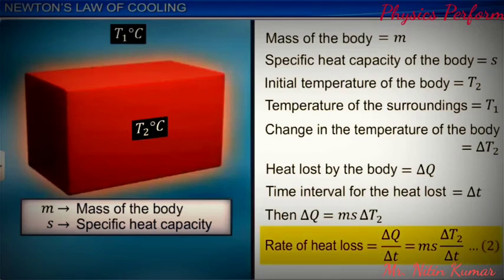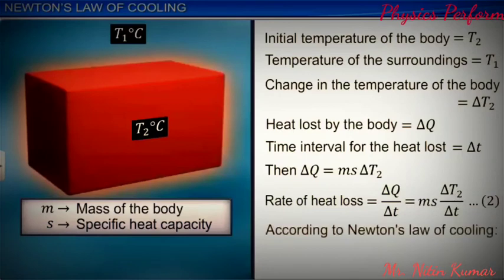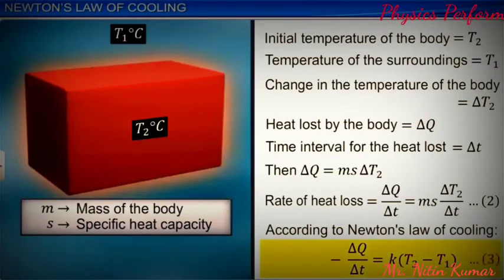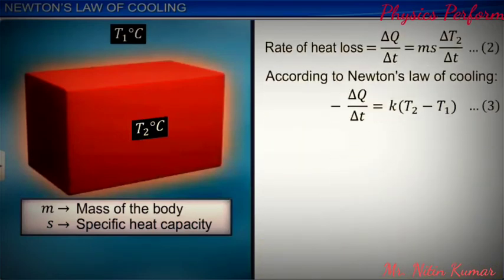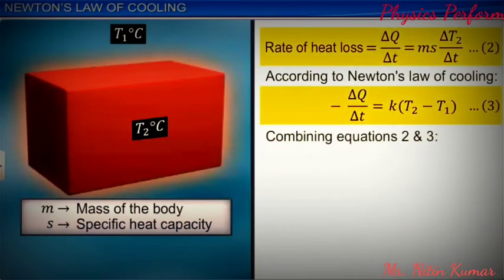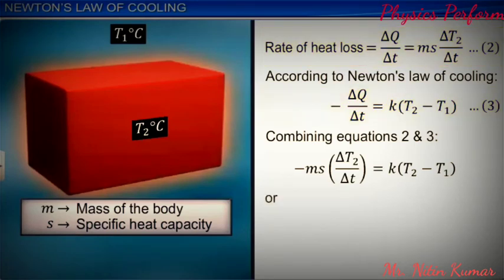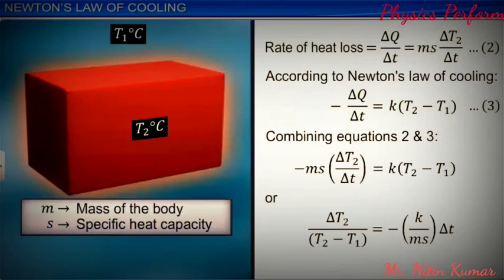But according to Newton's law of cooling, we have minus delta Q by delta t is equal to k into T2 minus T1. Let this be equation 3. Combining equations 2 and 3, we get minus m S into delta T2 by delta t is equal to k into T2 minus T1, or delta T2 by T2 minus T1 is equal to minus k by m S into delta t.